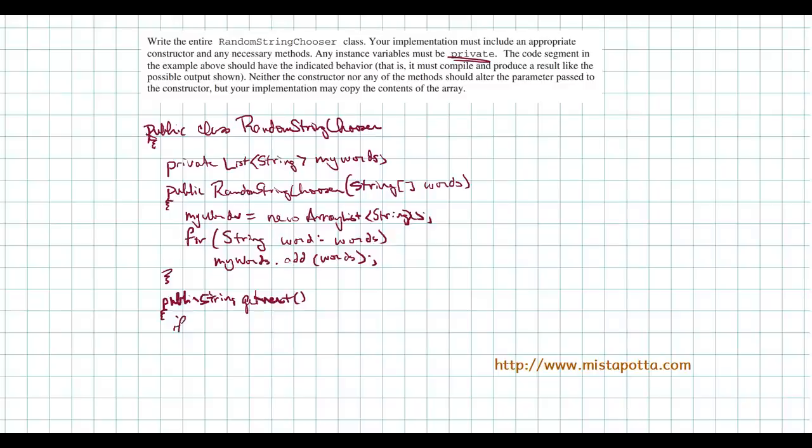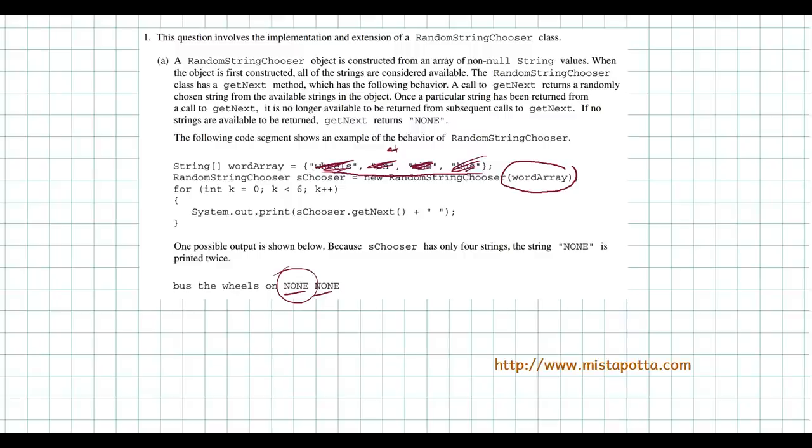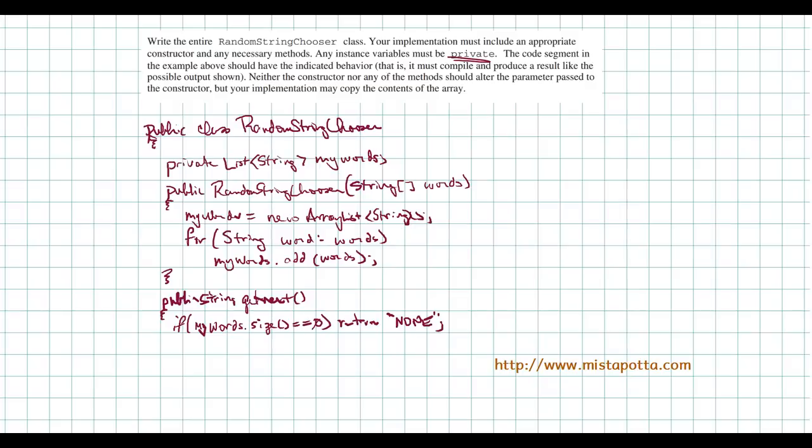So I'm going to say if my words dot size is equal to 0, then I want to return none. In other words, if there's nothing for me to return, then I want to return that word none. And we mentioned that once we ran out of data, we wanted to return these none values. But if I do have data, then I want to go ahead and return some random element of this list.